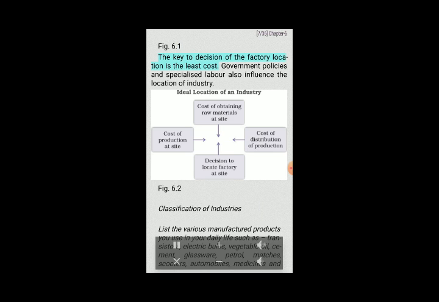Fig. 6.1. Industry, market linkage. The key to decision of the factory location is the least cost. Government policies and specialized labor also influence the location of industry.